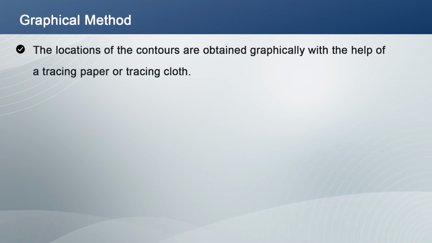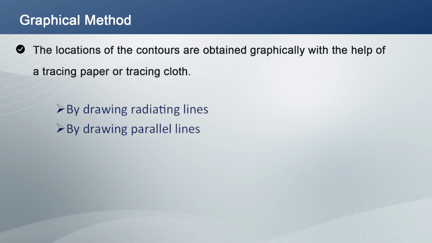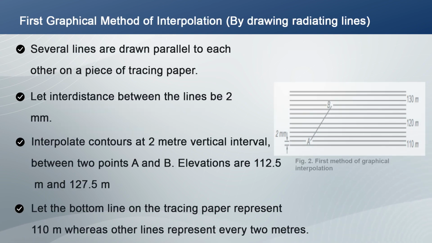Let us see the third method of contour interpolation, which is the graphical method. In this method, actual calculation for interpolation of contours between known heights is not done, but the locations of the contours are obtained graphically with the help of a tracing paper or tracing cloth. There are two methods. First one is by drawing radiating lines and second is by drawing parallel lines. Let us see the first graphical method of interpolation.